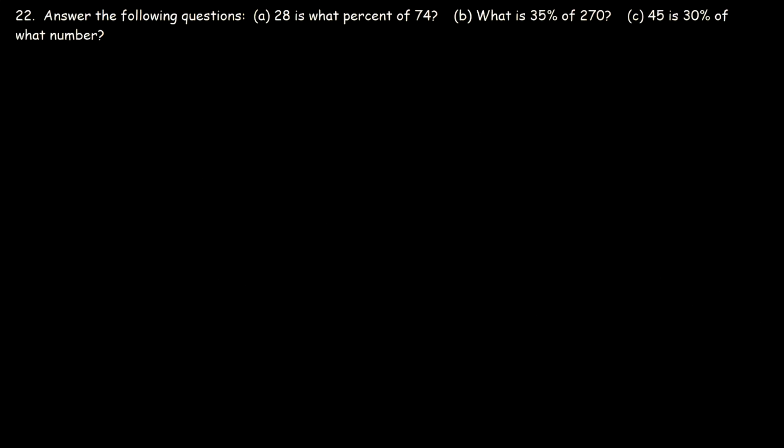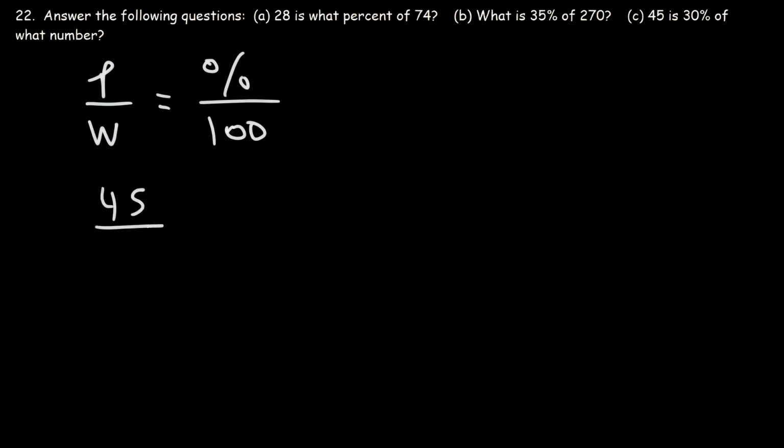Now what about part C? 45 is 30% of what number? So let's start with the formula. 45 is, so 45 is the part. 30%, we can replace percentage with 30. Of what number? We're looking for the of value. So we're looking for the whole portion of the equation. So we need to calculate W.